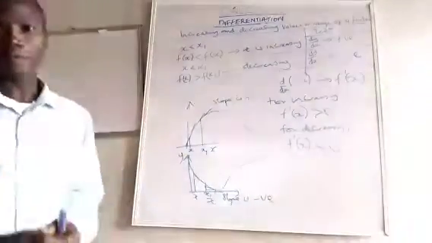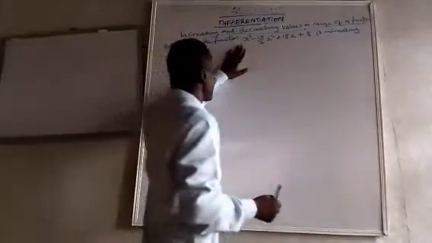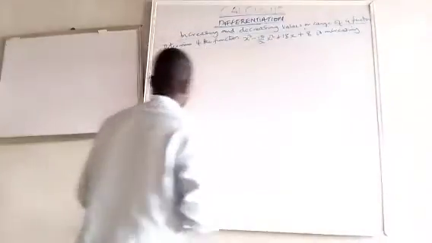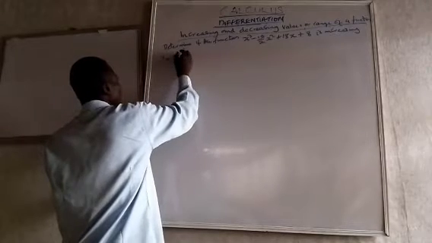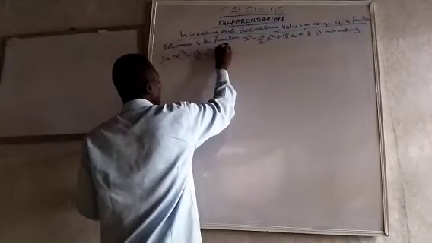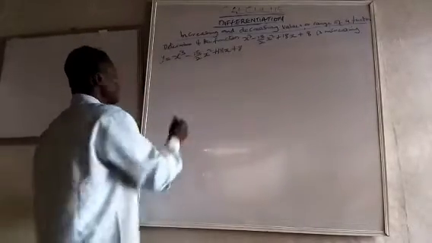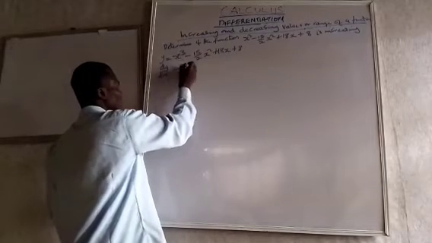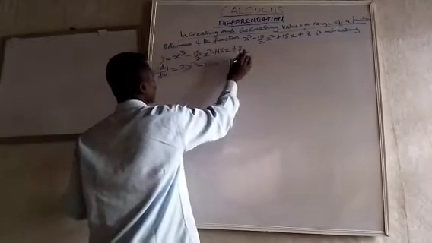Let's do one or two examples to express. Now look at this. It says determine if the function x cubed minus 15 over 2 x squared plus 18x plus 8 is increasing. So we know the expression for the function. And we know that for increasing part, dy/dx will be positive. So let's find the expression for dy/dx first. 3x squared minus 15x plus 18.